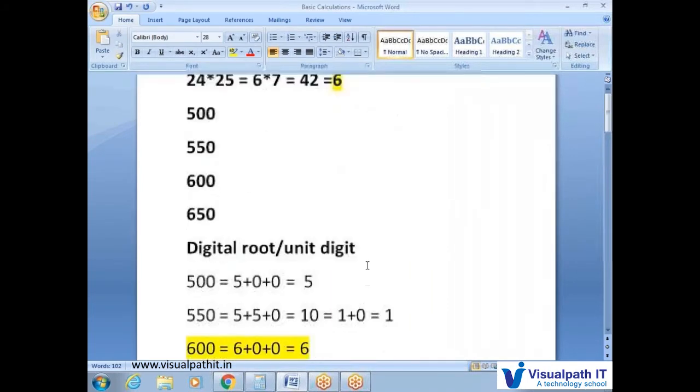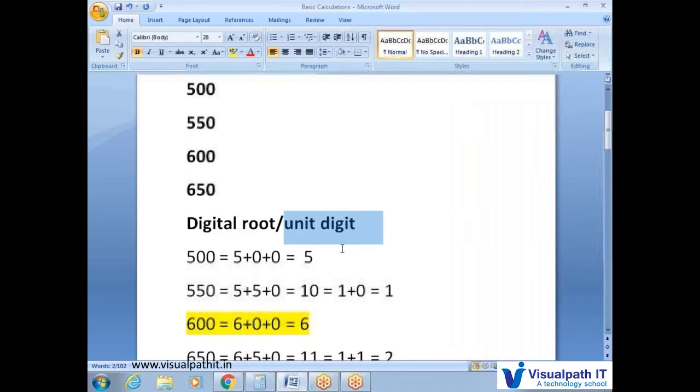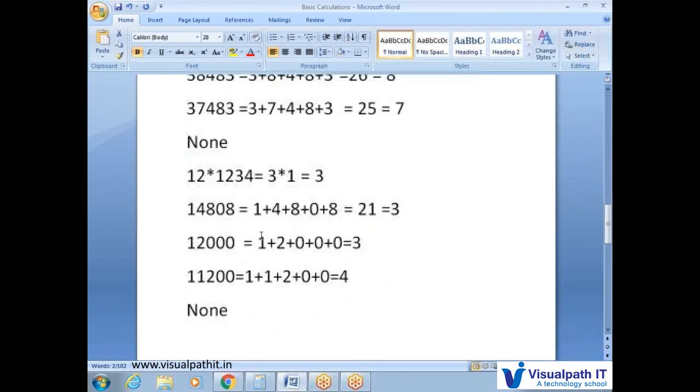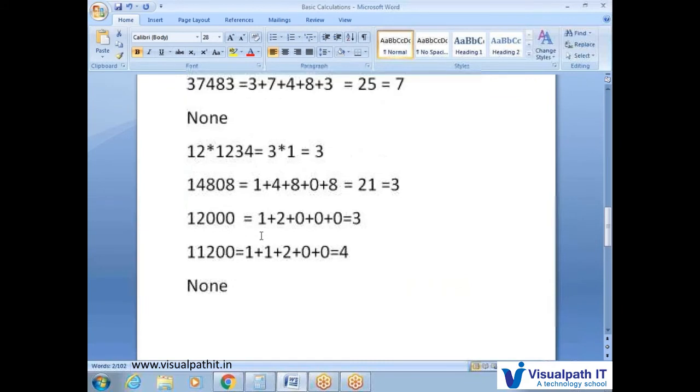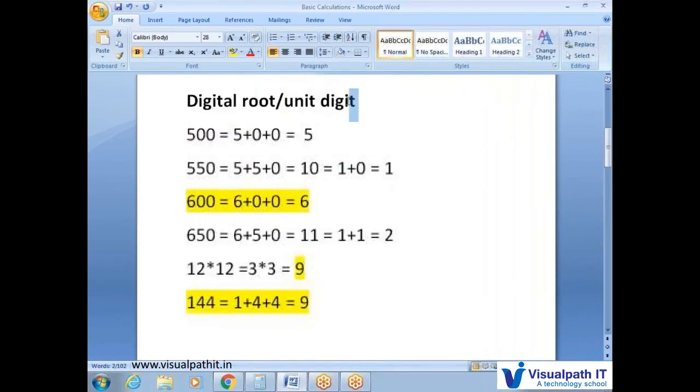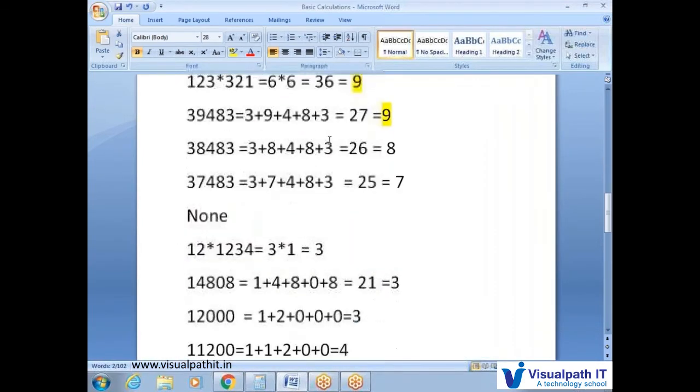So here is one more method. What is the method? Unit digit. Before that, using the digital root method, in case we have two options satisfying LHS equal to RHS, that means option A is satisfied, option B is satisfied, then go for the unit digit method.